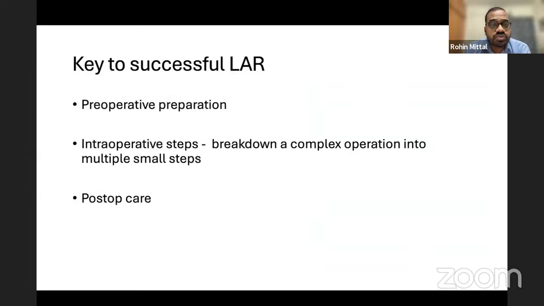Now, what are the key steps to a successful low anterior resection? The most important bit is the preoperative preparation. If you don't prepare for the operation, your operation is likely to fail.